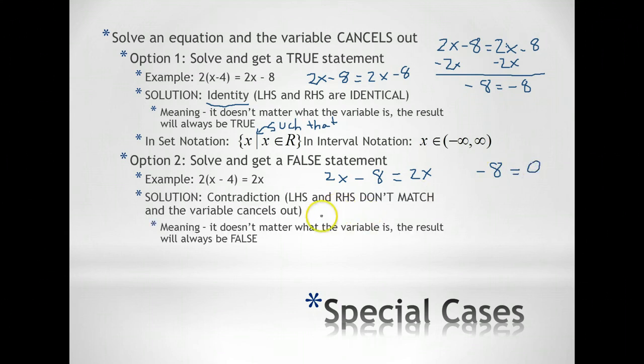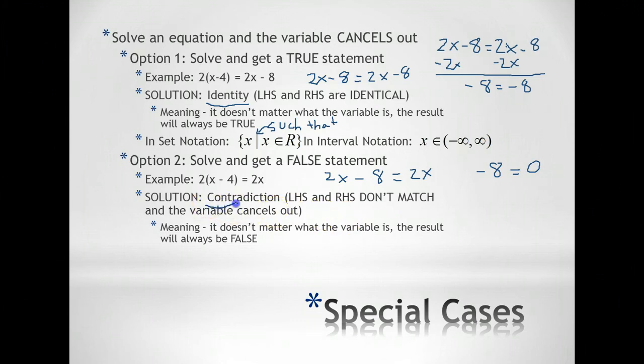So when negative 8 equals 0, that's false. That will never be true. So what that tells us is that again, the variable completely cancels out. If you get 2x equals 0, then that's x equals 0. That's an answer. That's a solution. But if the variables completely cancel out, you get negative 8 equals 0, no more variables. That will never be true.